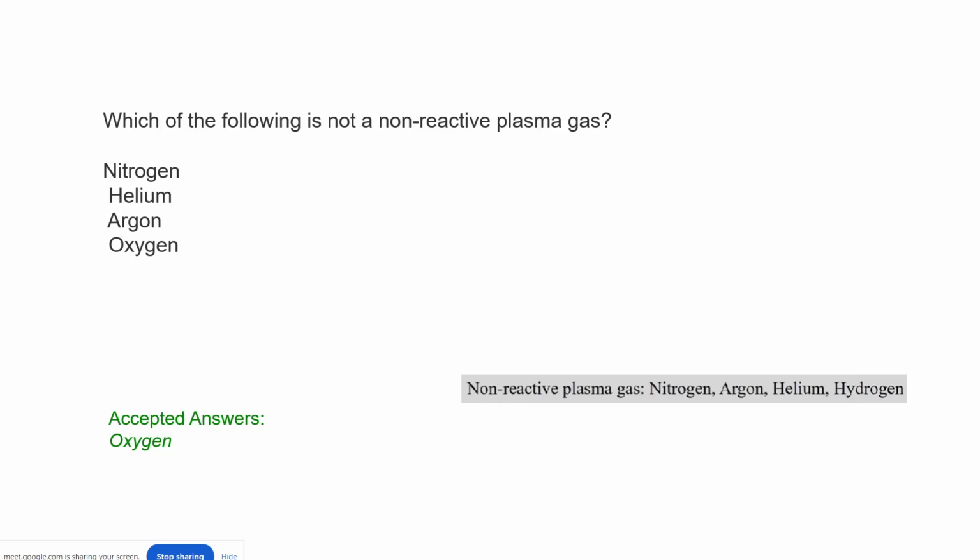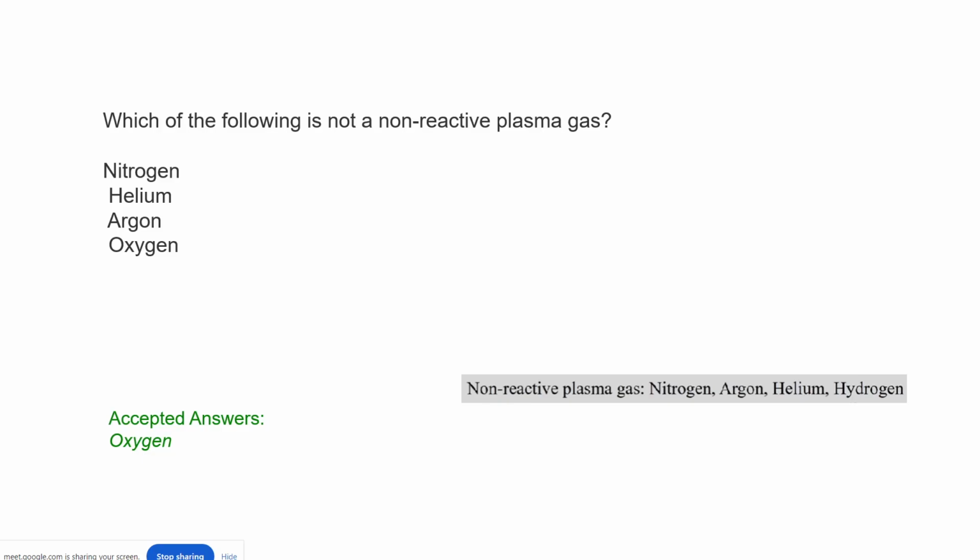And this was the last question. Which of the following is not a non-reactive plasma gas? So the non-reactive plasma gases are mostly nitrogen, argon, helium and hydrogen. And here the only option that is not a non-reactive plasma gas is oxygen. Oxygen is reactive.